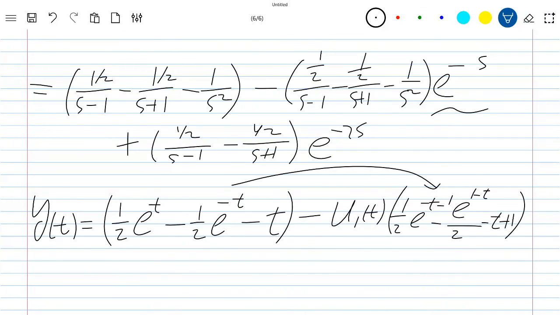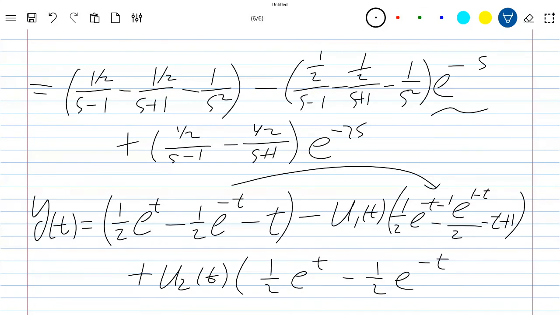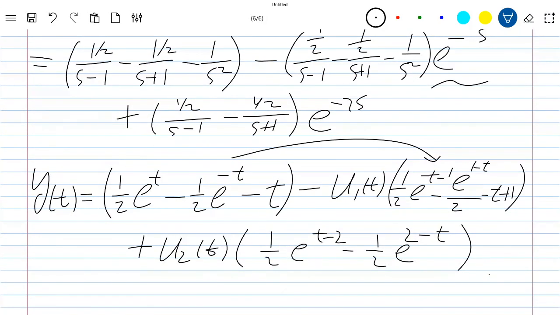Okay, and the last term is another step function at 2. And you do the inverse transform, which is 1 half e to the t minus 1 half e to the negative t, but you have to replace all the t by t minus 2. Okay, so that's your final answer. Just be careful that every step you follow the correct formula. Alright, that's it for the review.